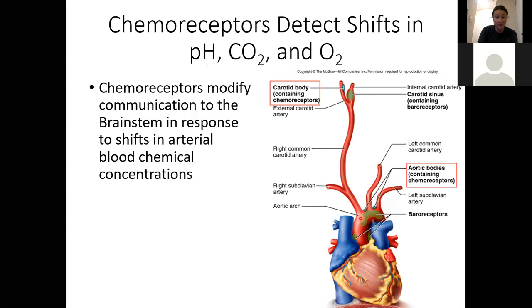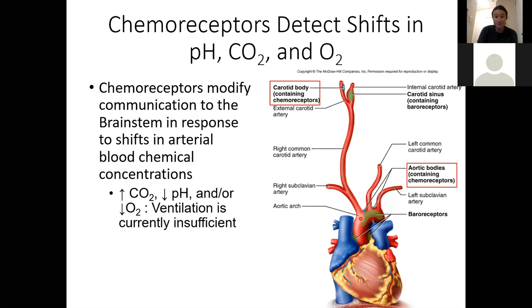And they're going to be communicating with the same region of the brain, right? So they're going to be communicating with the brainstem. Essentially, they're detecting high carbon dioxide, and as we know, that's the big one, low pH, and to a lesser extent, low oxygen levels.